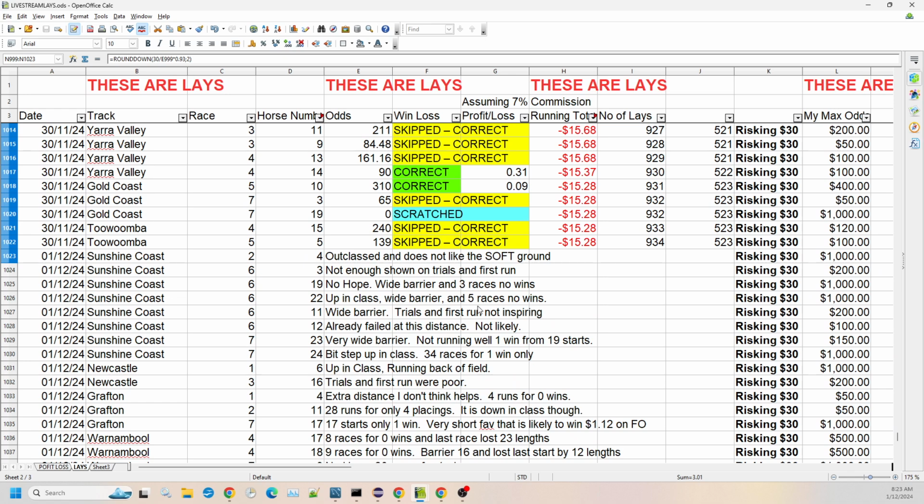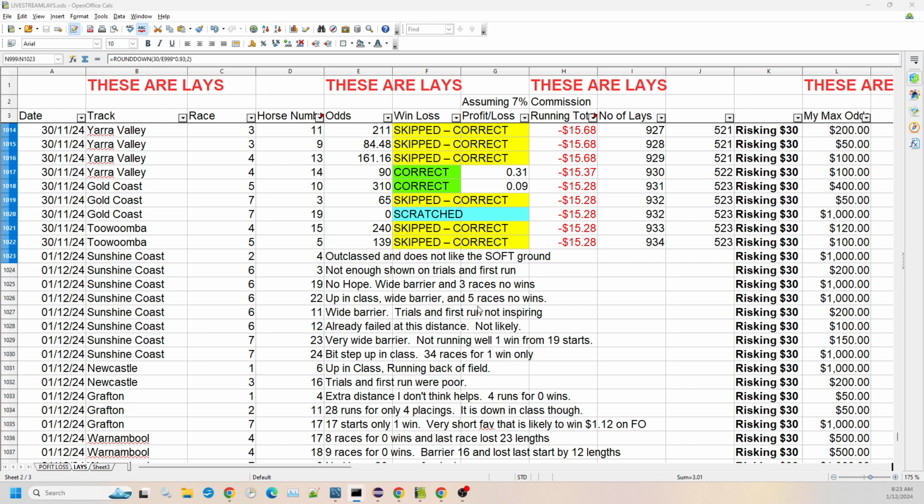So starting at the Sunshine Coast, race 2, number 4, this horse looks outclassed. I don't think it likes a soft ground based on its career, and I'm willing to lay that one up to the $1,000 odds. Then we've got Sunshine Coast, race 6, where it's kind of a tale of two races. There's a couple of horses that really have a good chance and the rest have no hope. So I've got 5 selections here. It's numbers 3, 11, 12, 19 and 22.